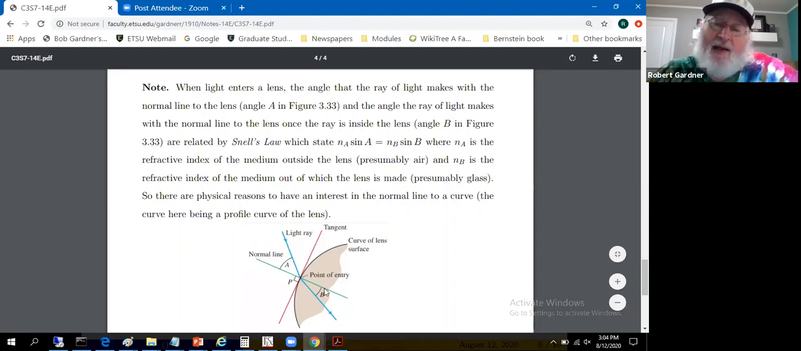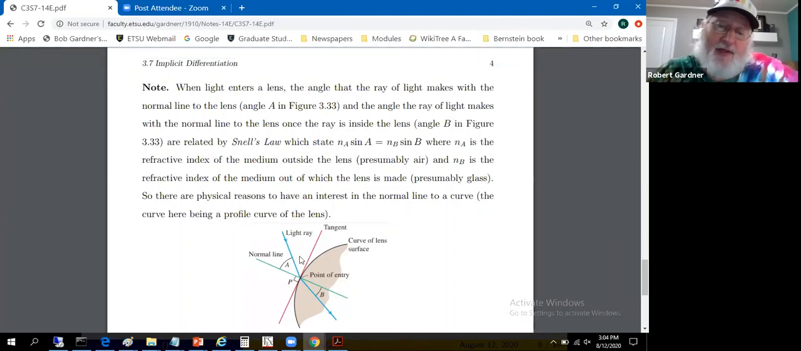How are you going to find that? Using calculus, we'll take a tangent line and do a negative reciprocal thing to find the slope of that normal line, as just discussed. But this is the angle A that they're talking about. And the angle the ray of light makes with the normal line to the lens once the ray's inside the lens, angle B, here's angle B. So it comes in at one angle, that angle's changed.